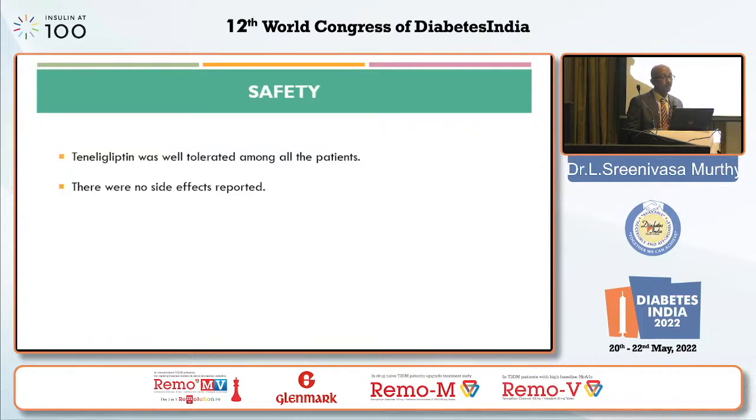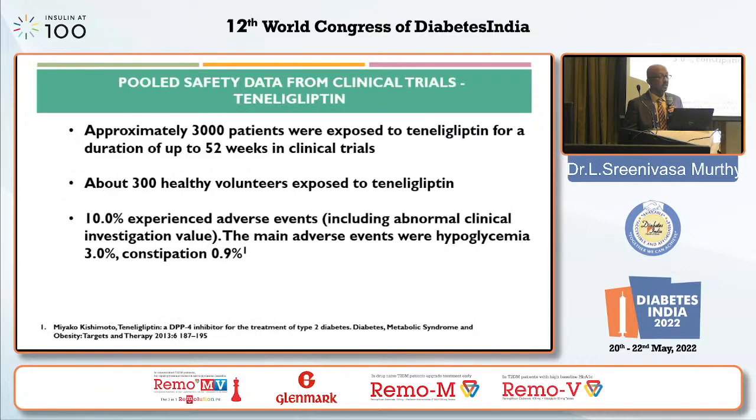So teneligliptin was safe and well tolerated. Minor hypoglycemias were not recorded, and there were no side effects reported, unlike in any other trials. So look at this data, which is of course not related to TIR. 3,000 patients were exposed to teneligliptin for a duration of 52 weeks in clinical trials. 300 healthy subjects were also exposed. Only 10% of them experienced adverse events.